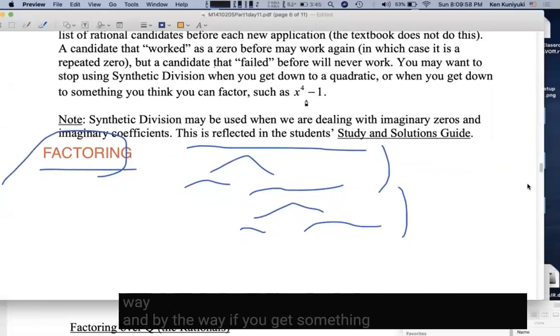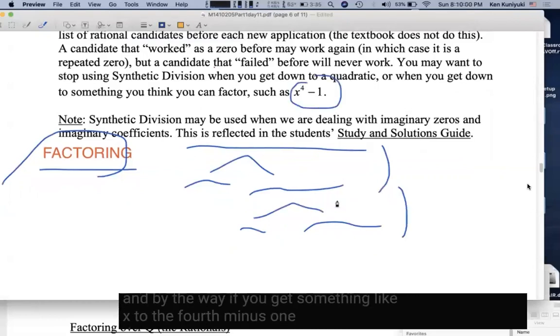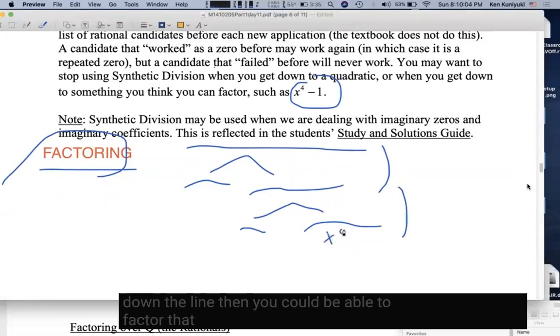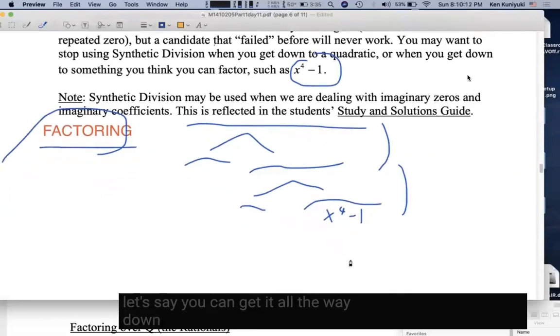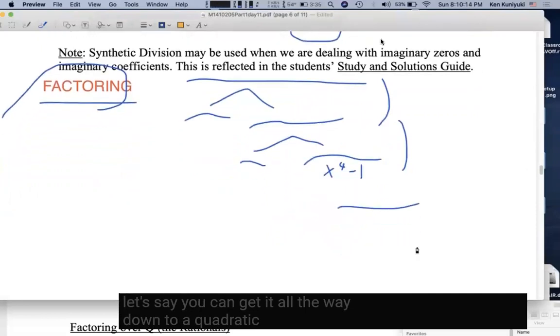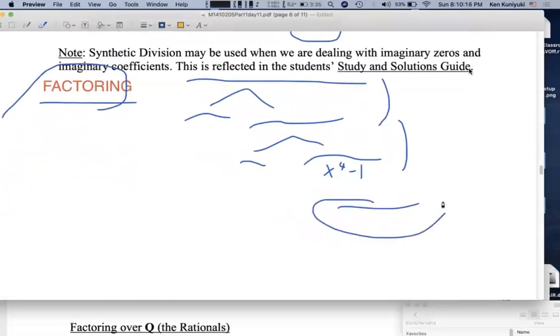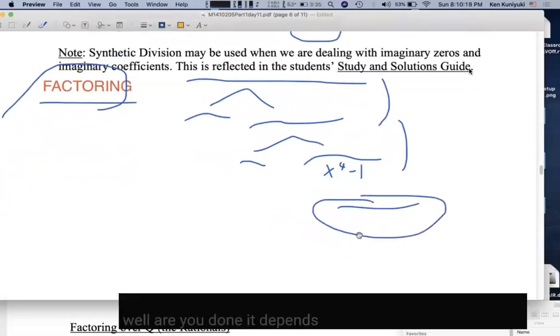And by the way, if you get something like x⁴ minus 1 down the line, then you could be able to factor that directly and get away from the synthetic division. But let's say you can get it all the way down to a quadratic. Well, are you done? It depends on what set you're factoring it over. See, this is how you can be a smart aleck with your old algebra teacher.